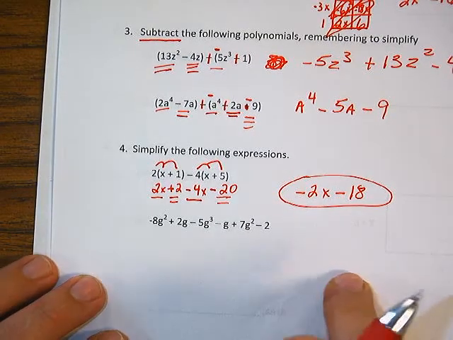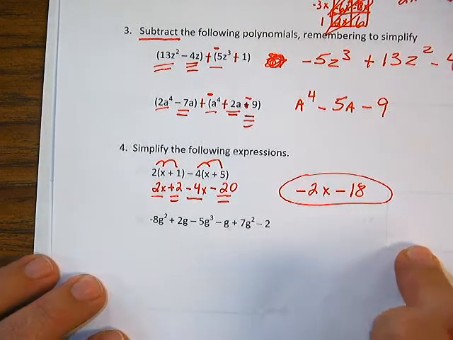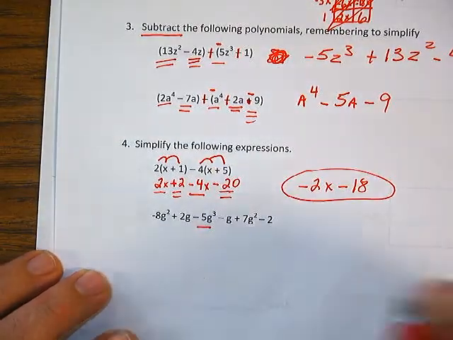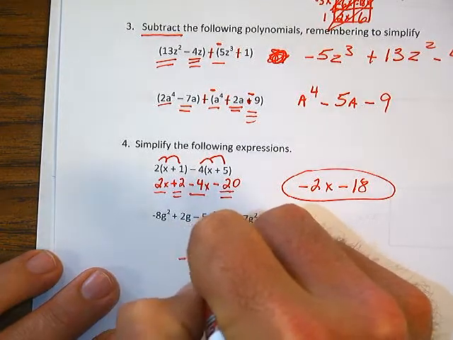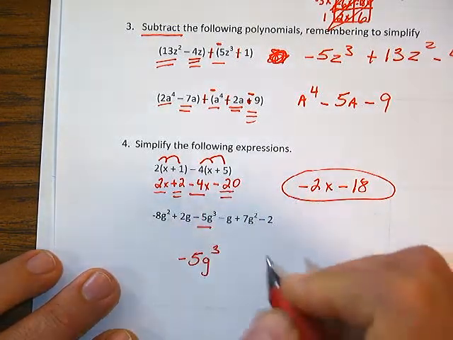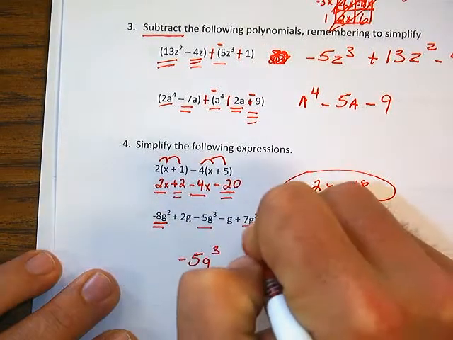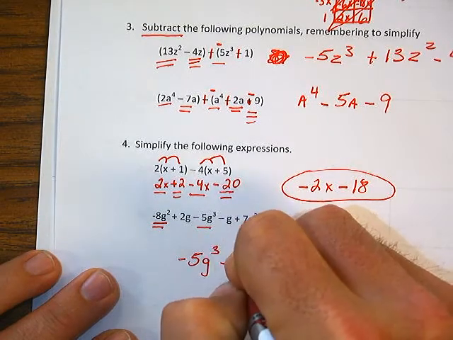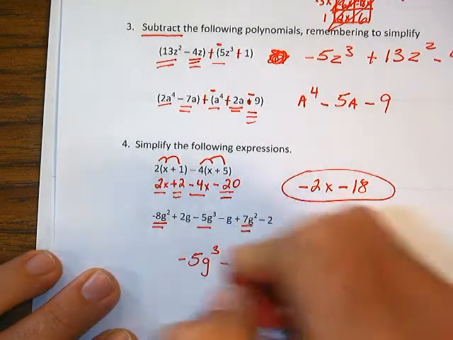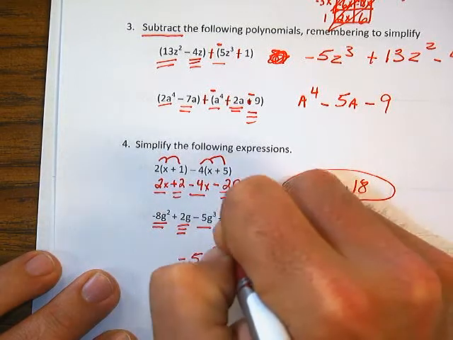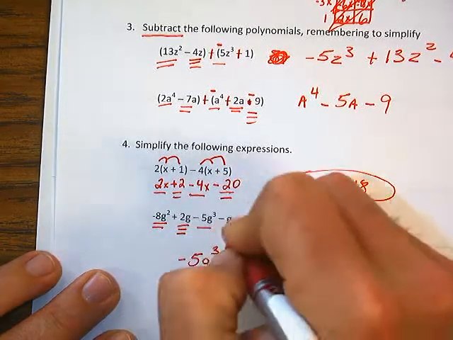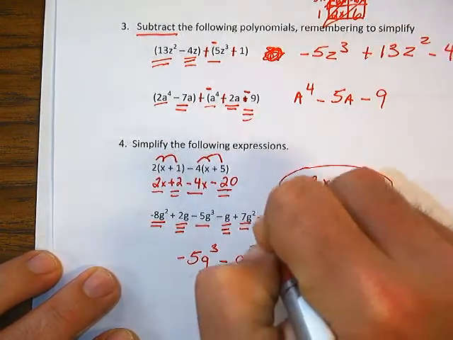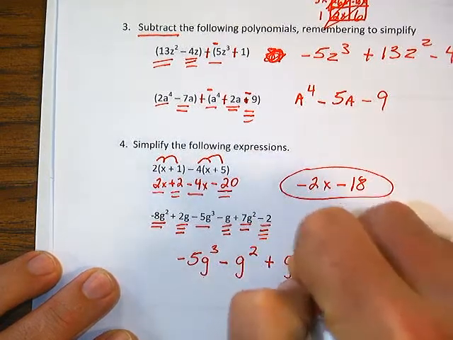Okay. Number 3, or the next one. Let's start with the g to the third. That's the largest exponent, so I'll start there. Negative 5g to the third. Okay, let's find our g squared. Negative 8 plus 7 is negative 1g squared. Then our g's. 2 minus 1 is positive 1g. And left is negative 2.